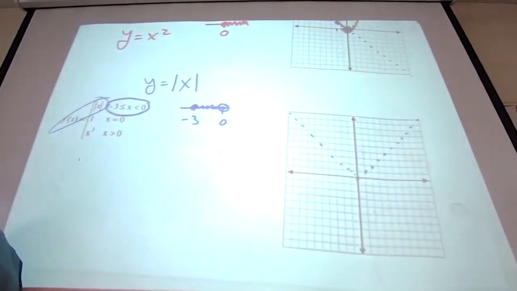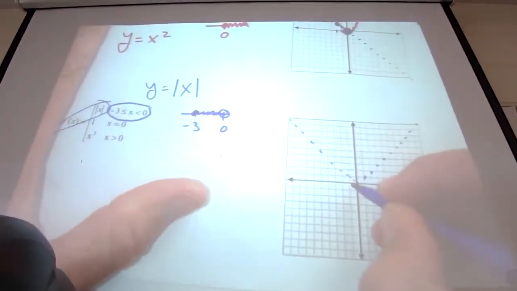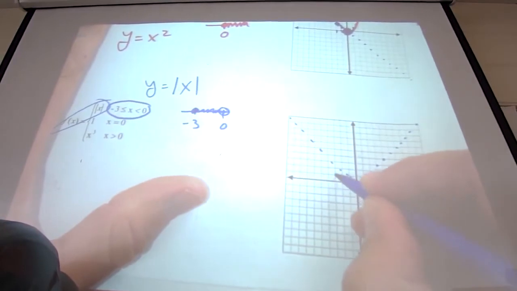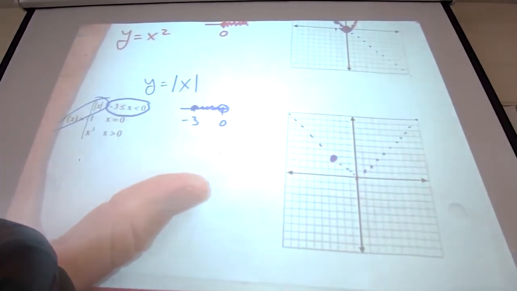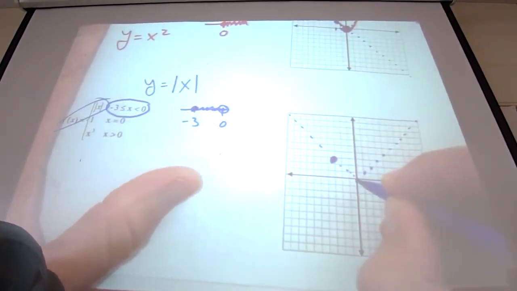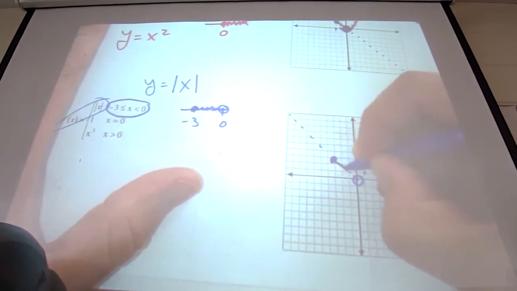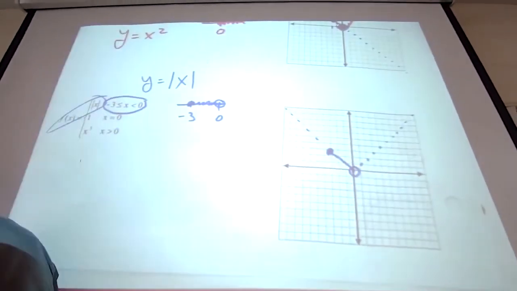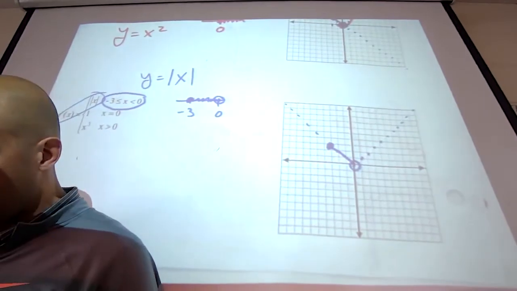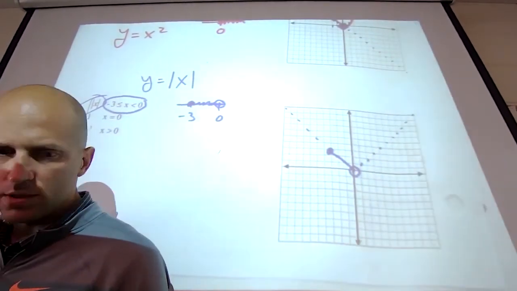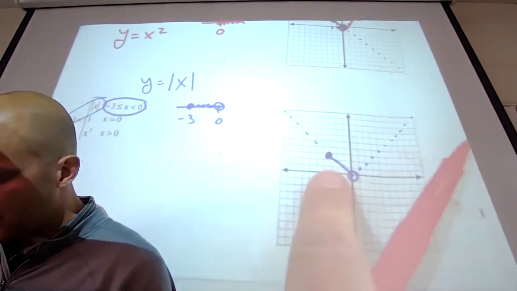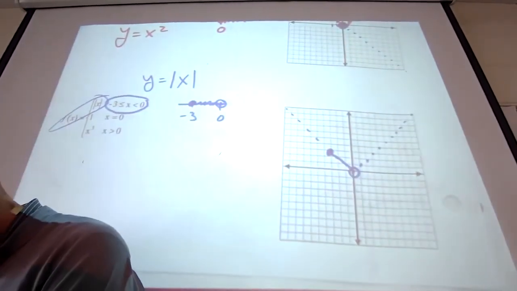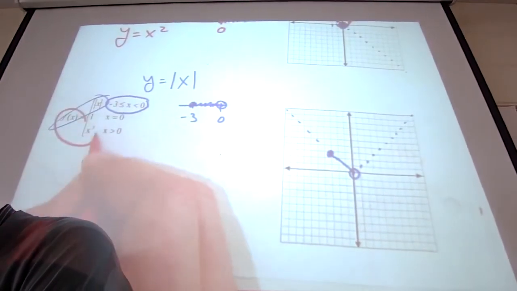Okay? Same idea. I go to negative 3, so I count over. 1, 2, 3, and I go up to 3. That's a solid dot. So negative 3, 3, solid dot. Then I go to 0. In this case, 0, 0, open dot. And I shade in between or connect the dots in between. Now, again, I say shade, but that's the idea. Okay? I just mean connect the dots. I'm not graphing the whole thing. I'm just graphing a piece of it. Okay? I'm going to do this last one second.